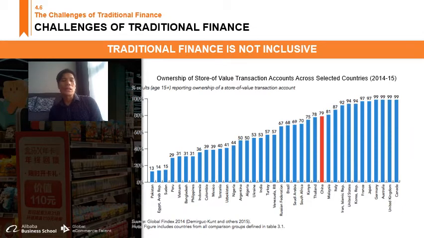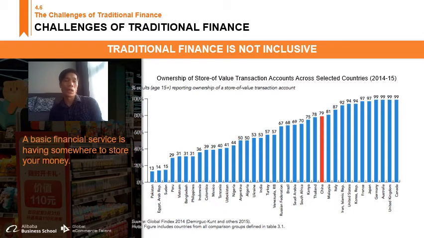Now, look at the ownership of store of value transaction accounts across selected countries. China, in the red, sits at about 79%, which means that 79% of adults aged 15 and above report owning a store of value transaction account. That is actually a very good number, but it also means that a percentage of the country does not own a place where they can store their money. A basic financial service of having somewhere to store your money is not available to at least about 21% of the population, and that is a high level of people.